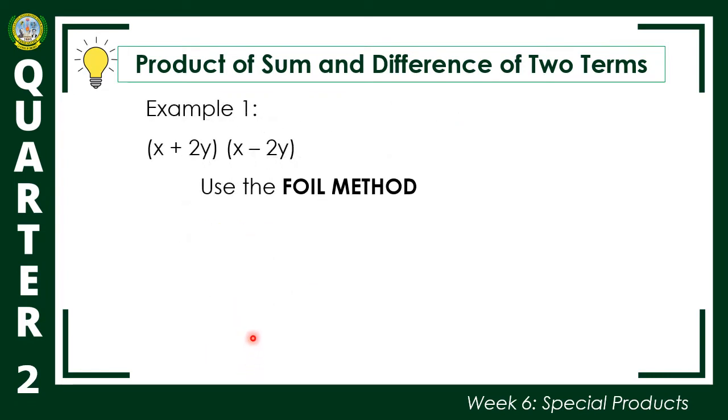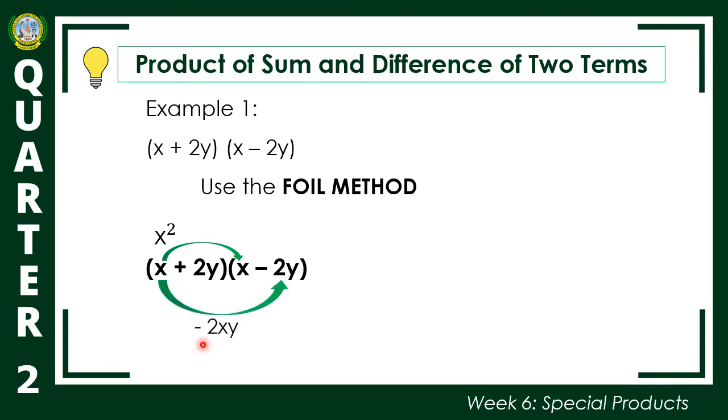Okay, let's have another example. Gagamitin po ulit natin ang FOIL method para makita nyo po yung sinasabi ko na yung outer at inner ay mawawala lang. Okay? X plus 2y will be multiplied by x minus 2y. Let's start with the first terms. X times x is x squared. X times negative 2y, positive times negative, is negative 2xy.